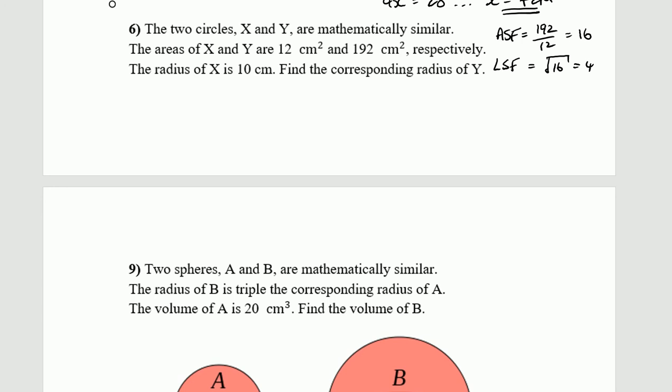We can see from the areas they've given us that x is the smaller circle and y is the bigger circle. So I need to take my 10 centimeters from x and multiply it by 4 to get 40 centimeters for the radius of y.